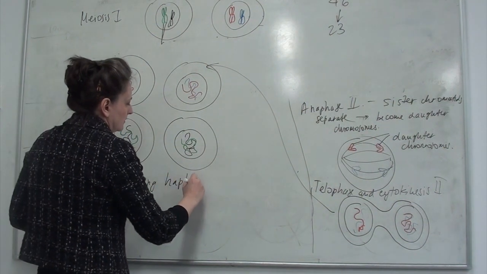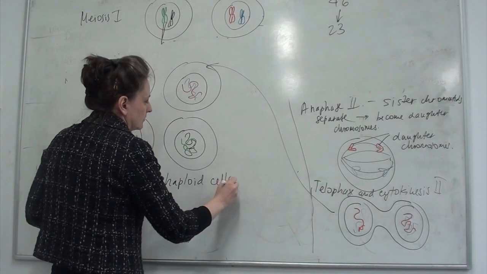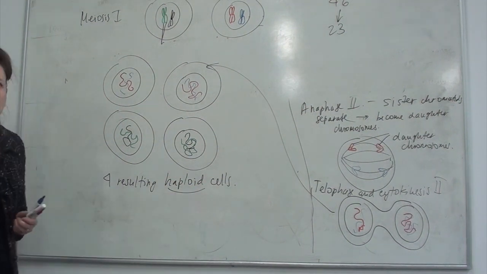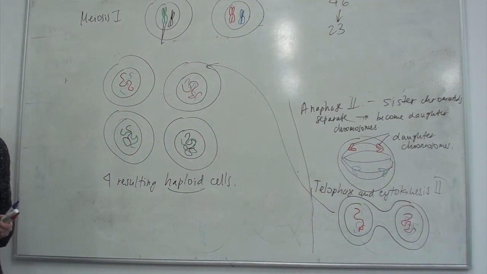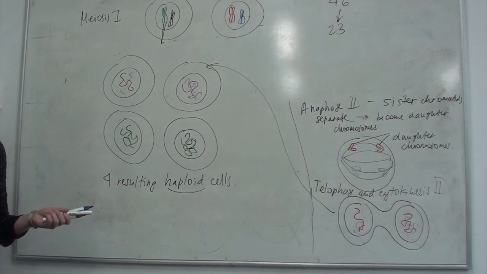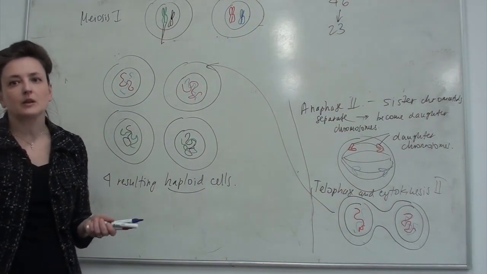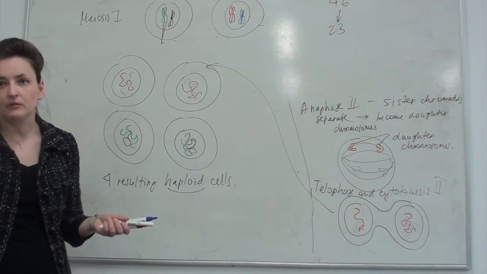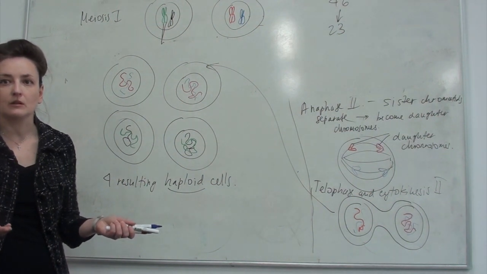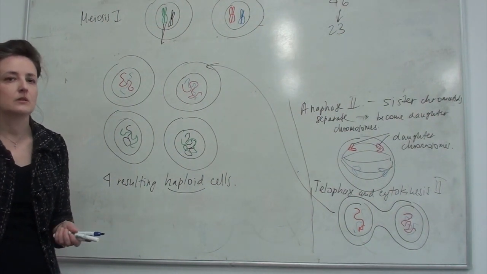So these are your four resulting haploid cells. Remember, haploid just means that they contain half the amount of information. That's the end of it, it's not going to split any further. We ended up with four resulting cells, but each of these cells could, for example, become a sperm cell, if they're sitting in the male testes, for example.